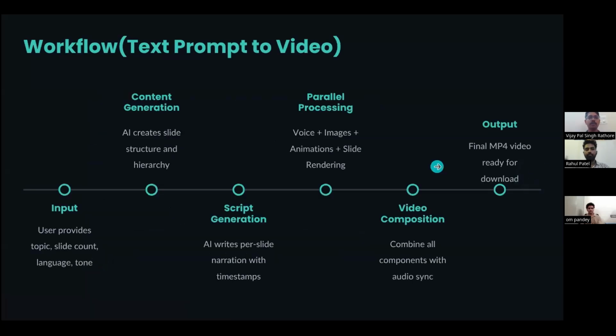Now I will explain about the workflow. So in inputs, the user provides the topic which they want for the presentation, and then the number of slides, as well as the language and the tone. Then content generation will happen, and after that AI writes per-slide narration with timestamps. Then in parallel, image plus animation plus slide rendering will happen. Then we will collect all this and compose it into a video. Then the video will render on the front end where we can download the video.